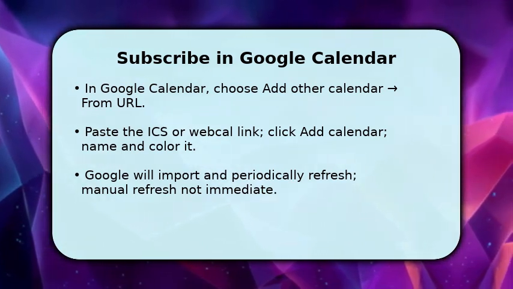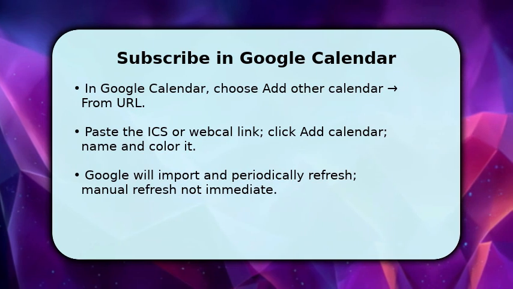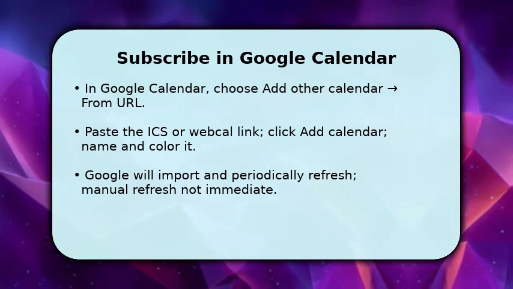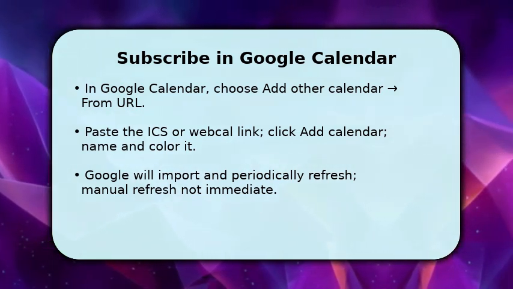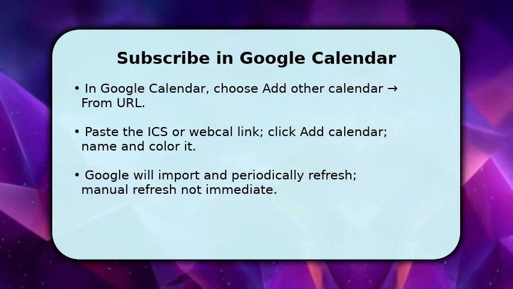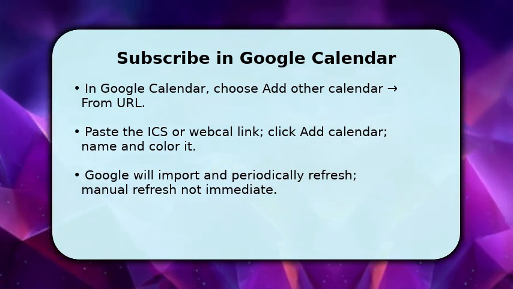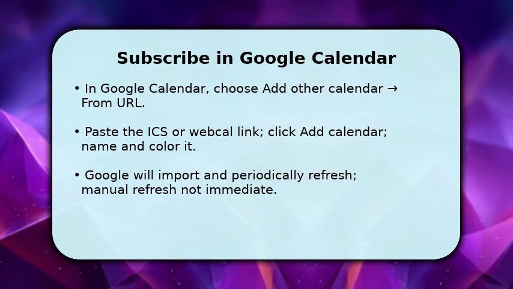Make sure you understand that Google subscribes, not two-way sync. Google fetches updates periodically, so recent Outlook changes may take minutes to hours to appear. If you need near real-time two-way sync, consider Exchange/third-party options.